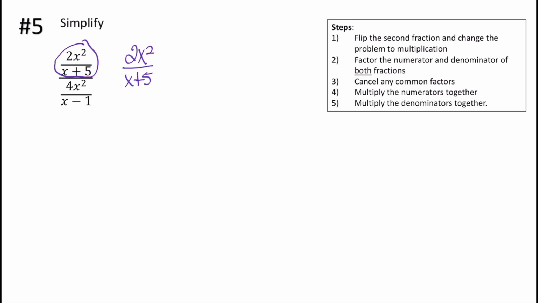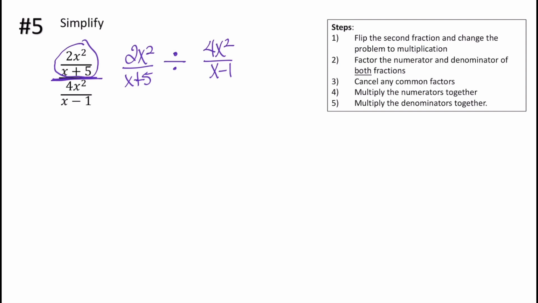And then this fraction bar here tells me that I'm dividing the second fraction, which is 4x squared over x minus 1. So this is really just a division problem. It just looks like one giant fraction. So you can rewrite it using the division symbol just so you know what is going on in this problem.